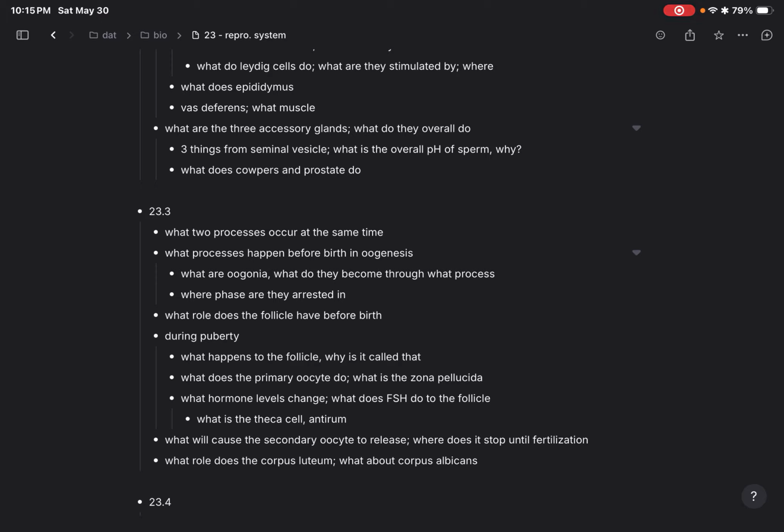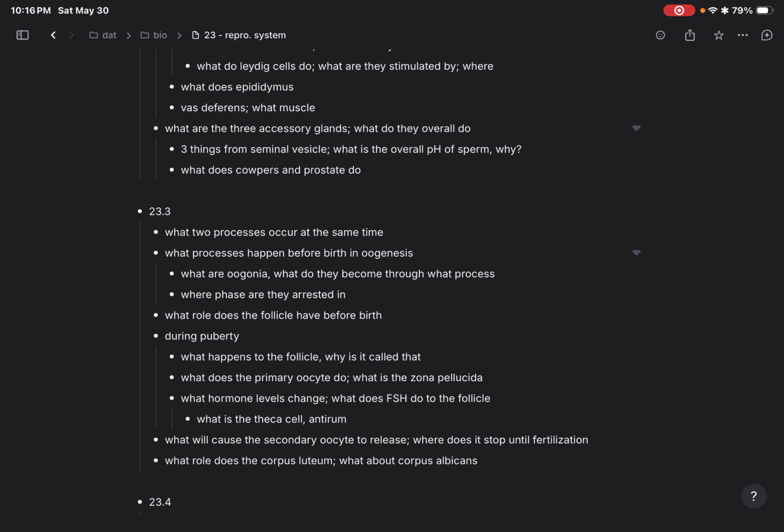Okay, so Cowper's produces fluid to lubricate the urethra and neutralize any acidity from residual urine. What I learned in Bio 30, which was 2 years ago, was that it secreted mucus. I remember that because mucus sounds like moo, cow, moo. But I guess that's wrong.